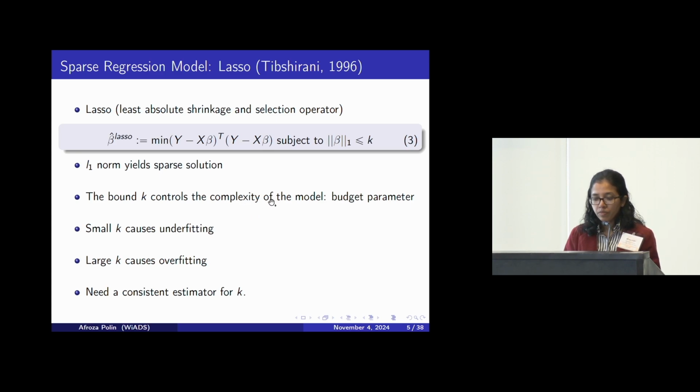And k is called the budget parameter. That means it tells you how much to minimize, by which amount. So if k is small, then you are actually choosing a smaller number of predictor variables. If k is large, then you are choosing a large number of variables. And in that case, overfitting; if k is small, underfitting. So we need an optimum value for k so that it's not overfitting, not underfitting.